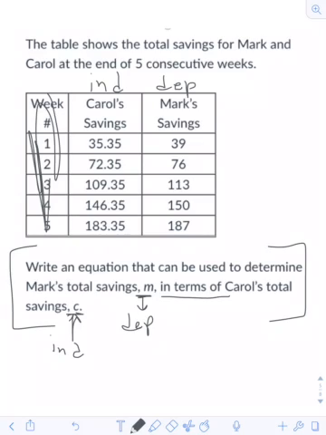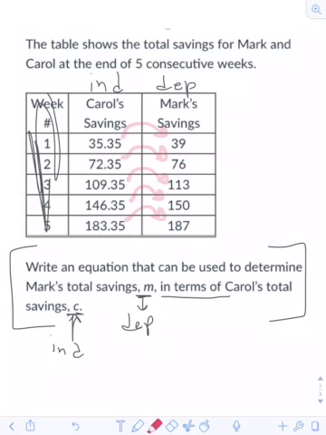By knowing which variable is our independent and which is our dependent, we can now say, listen, how do we go from here to here? How do we go from here to here? It has to be the same way. So how do we go from 35 to 39? How do we go from 72.35 to 76?